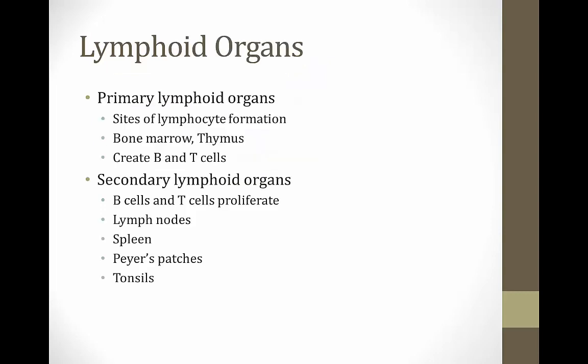There are two types of so-called lymphoid organs. The first group is the primary lymphoid organs, and these are places where lymphocytes are formed. So these include the bone marrow and the thymus. These are the places that create the B and T cells.